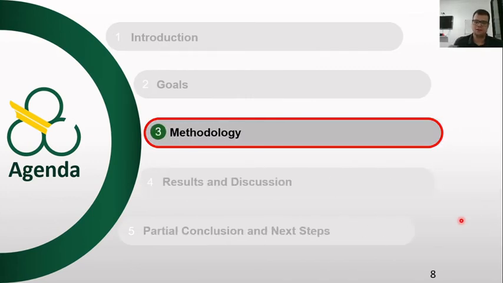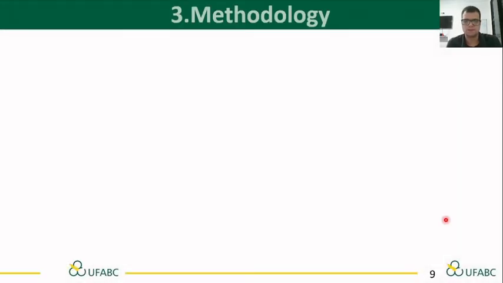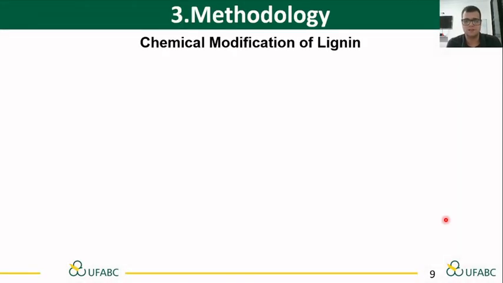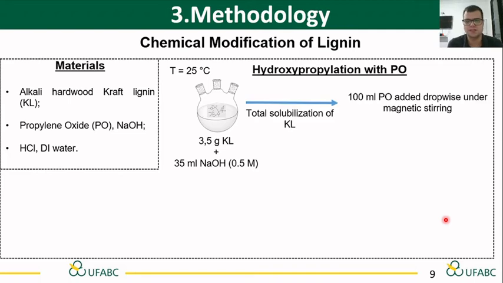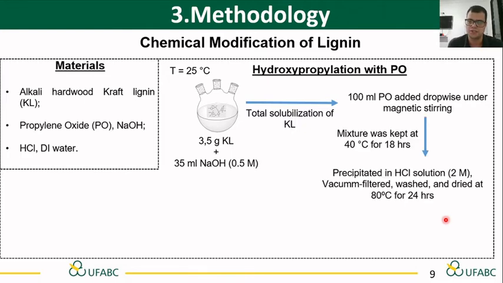Okay, let's talk about the methodologies employed. The first one regards the hydroxypropylation of lignin with propylene oxide. Initially, kraft lignin was solubilized in a sodium hydroxide solution. When lignin was totally solubilized, propylene oxide was added dropwise in the solution. The mixture was kept at 40 degrees for 18 hours under magnetic stirring. After 18 hours, the product was precipitated in hydrochloric acid solution, vacuum filtered, washed and dried at 80 degrees for 24 hours.